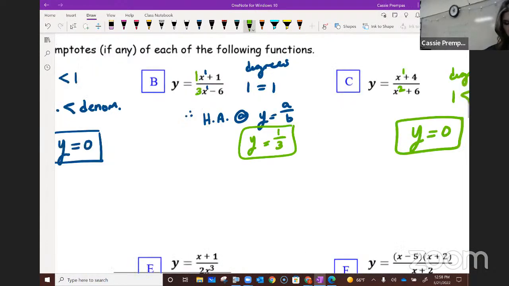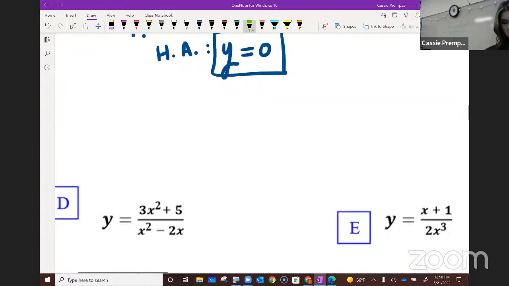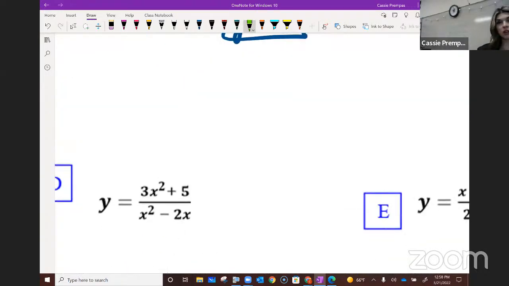Okay, looking at the next one, letter D. The degrees are the same because 2 matches 2. Look at the 3 cases in your box. Write down what you think the horizontal asymptote will be. And turn to your partner and the person with the youngest sibling, you share what you think the horizontal asymptote would be at.